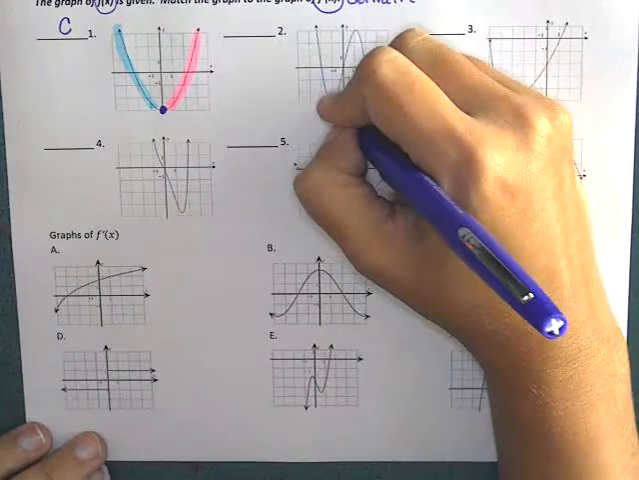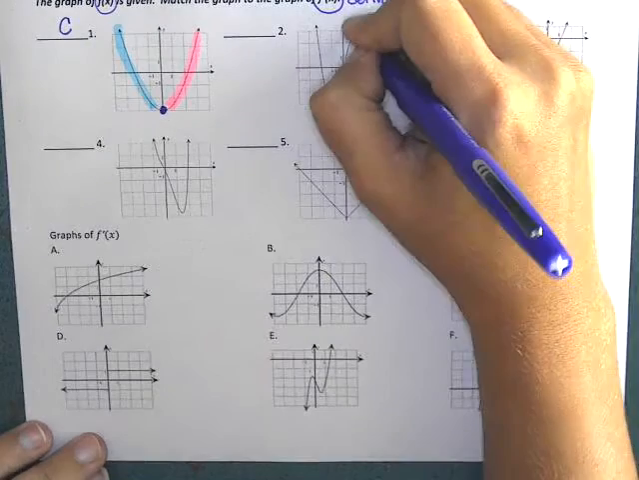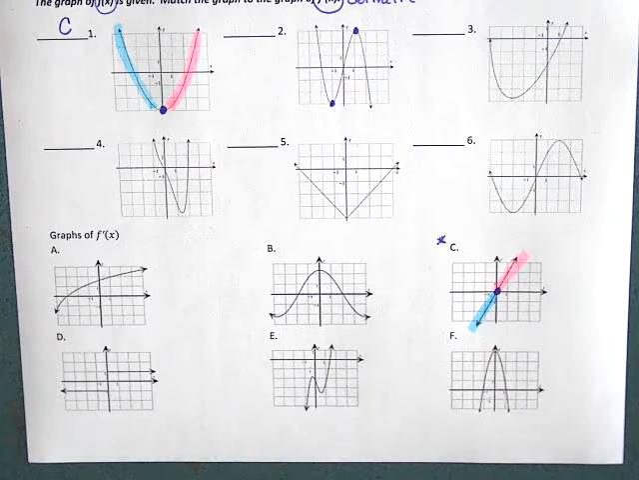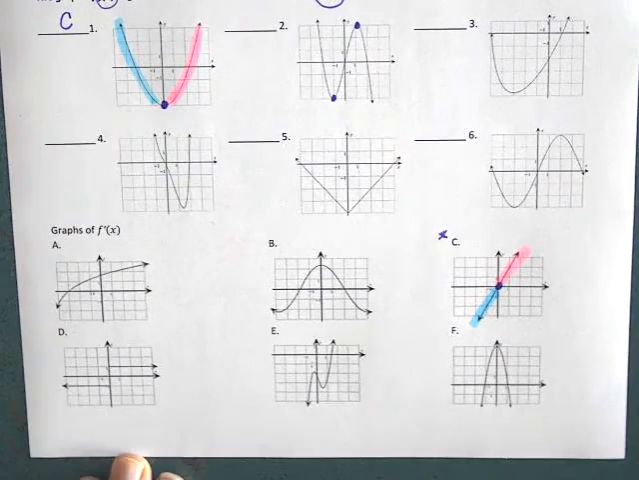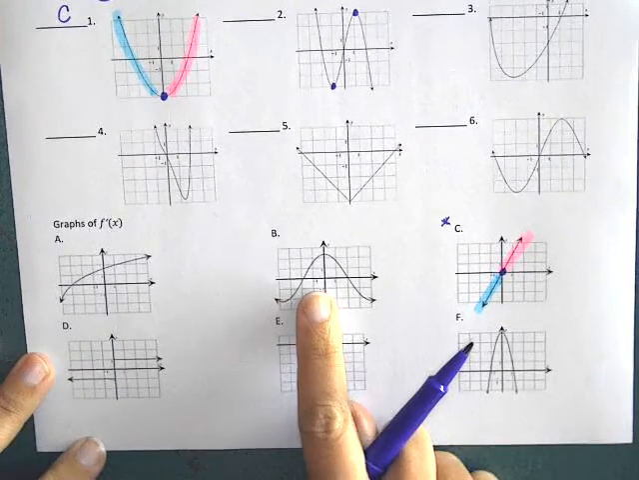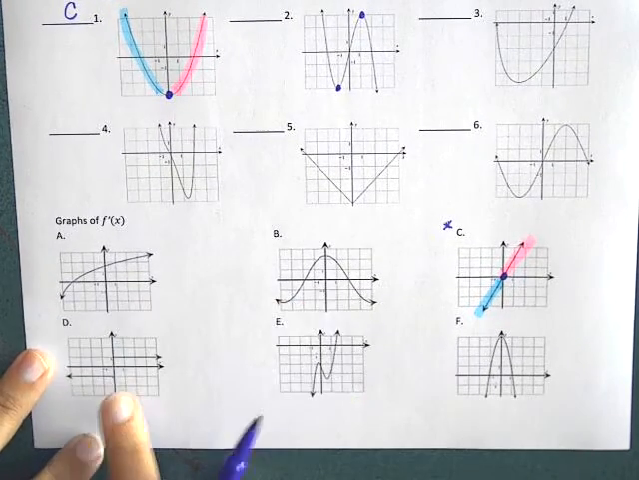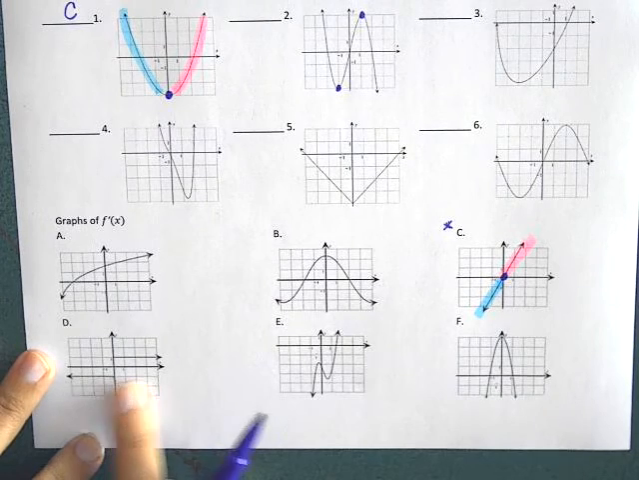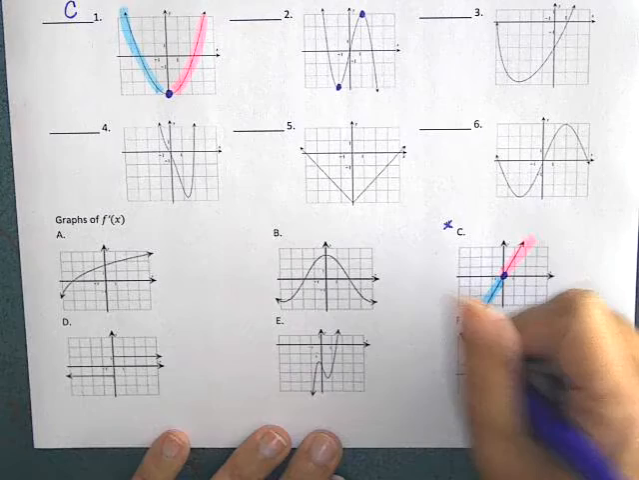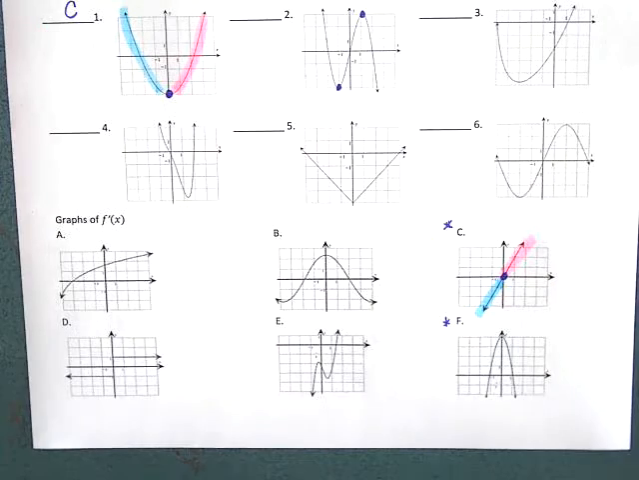I see that there's a minimum at the -1 and a maximum at the +1. So I need to look for a graph where there are x-intercepts at the -1 and the +1. A does not have x-intercepts there. B does not have x-intercepts there. D does not have x-intercepts. E does not have x-intercepts. F might. Now let's look at the slopes.